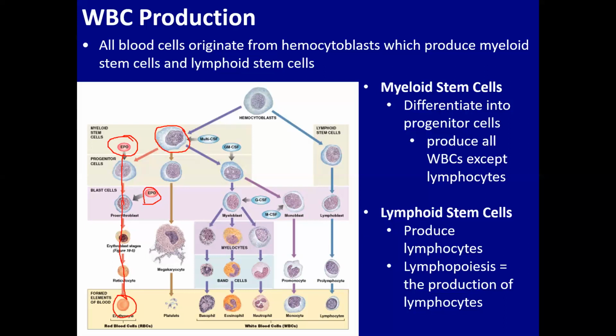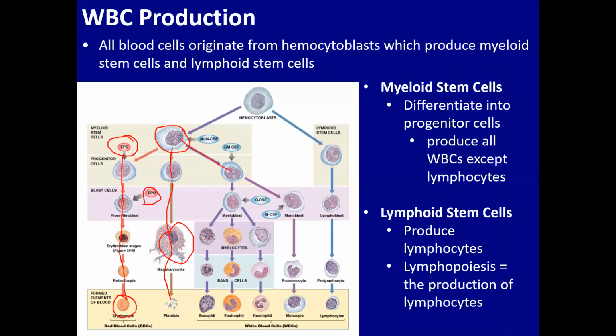All right, in order to get a platelet, we again go from the myeloid stem cells to the progenitor cells. We get to what's called a megakaryocyte, and the megakaryocyte is going to split up and you're going to get platelets. All right.